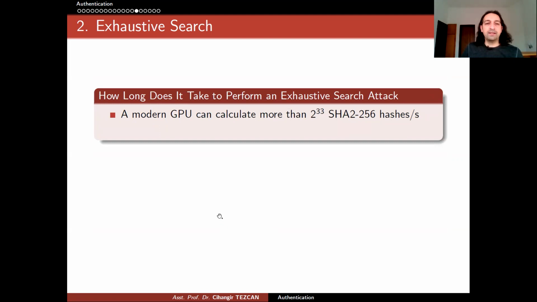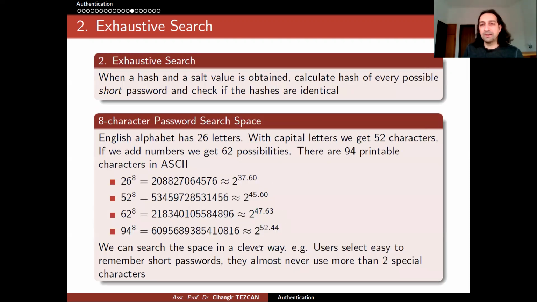So let me give you an example. If you have a modern GPU, CPUs are not that fast when you perform parallel operations, and in this case, GPUs have a lot of cores, and each core can try a different password. So a modern GPU can calculate more than 2 to the 33 SHA-2 hashes per second. So in a second, you can try more than this many passwords. And a year contains around 2 to the 25 seconds. So in a year, actually, you can perform 2 to the 58 passwords. So 2 to the 58 actually is larger than all of these. Actually, 2 to the 58 is like 2 to the 5 times larger than this.